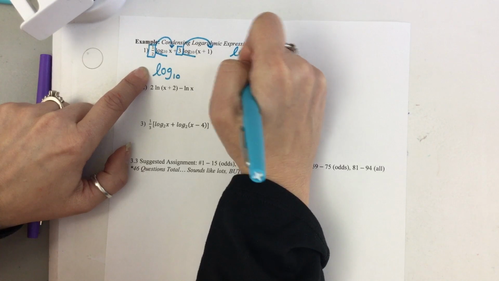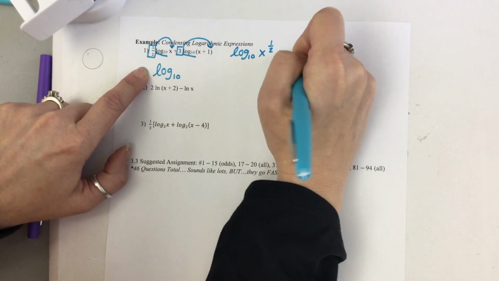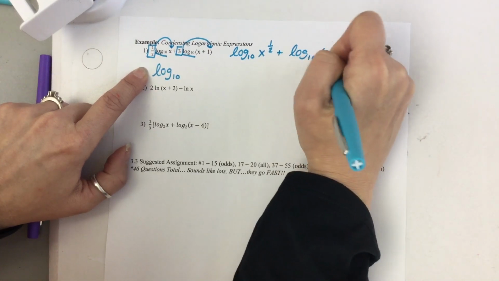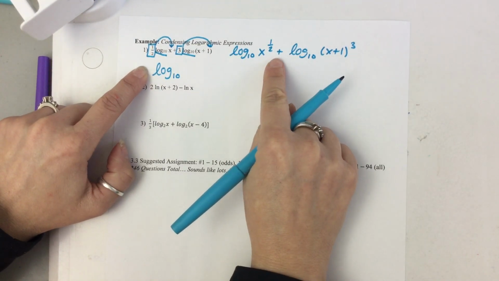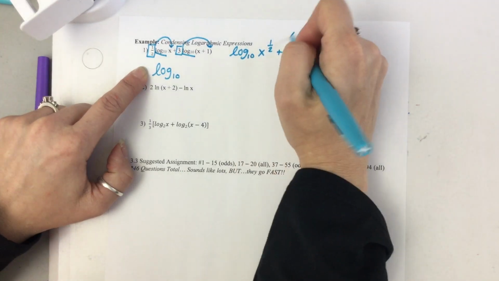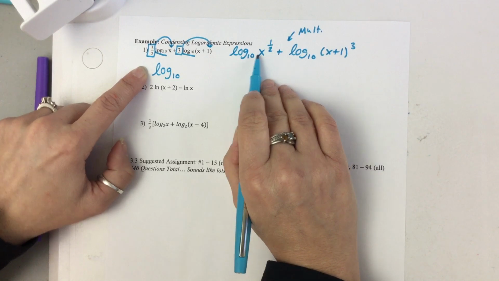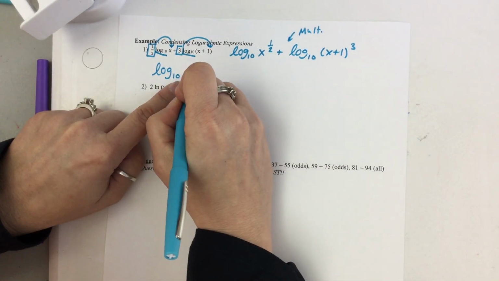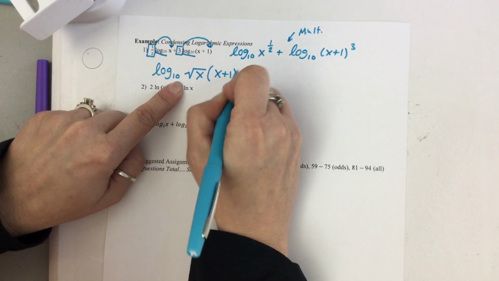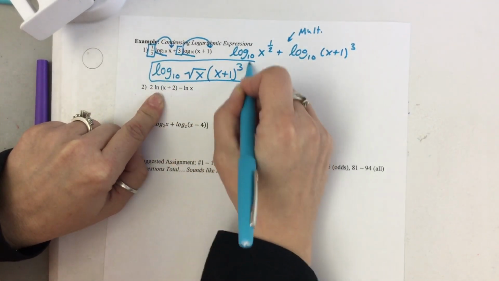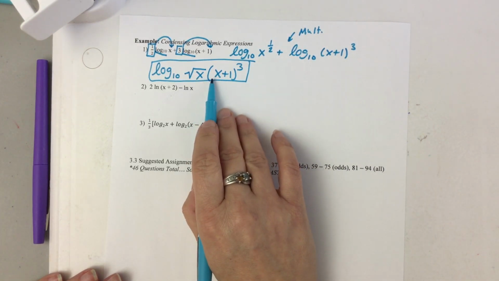Okay, so if I'm just figuring out what's going on, this is x to the 1/2 plus this is a log base 10. This is x plus 1 to the power of 3. I'm adding, so I know that we're actually multiplying. An exponent of 1/2 means a square root. So what I have is a log base 10 of the square root of x times x plus 1 cubed. Done. Adding means we're multiplying, so I put them side by side.